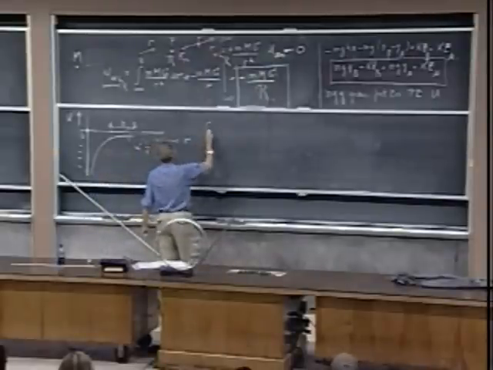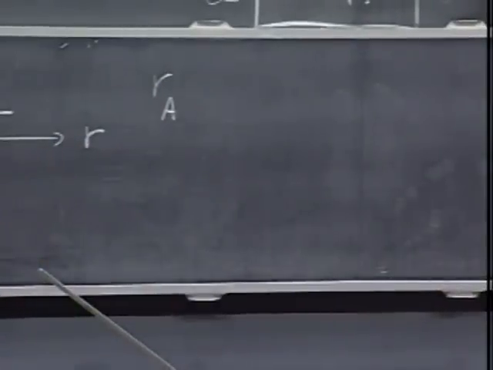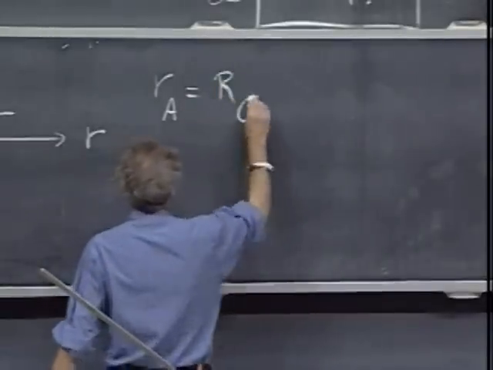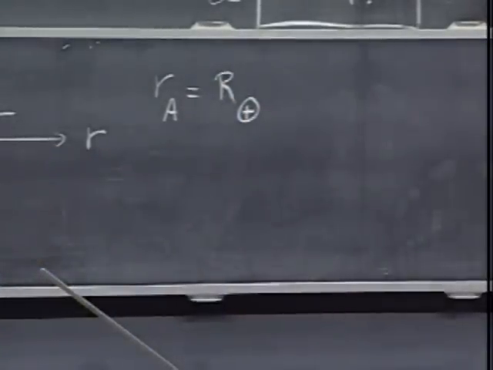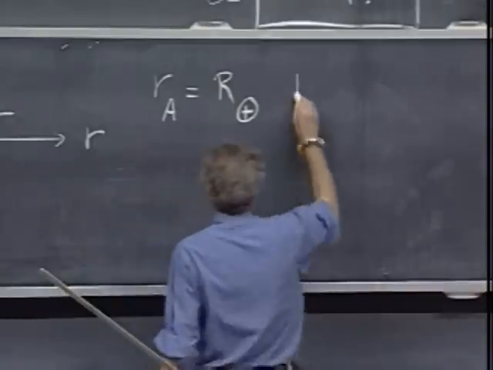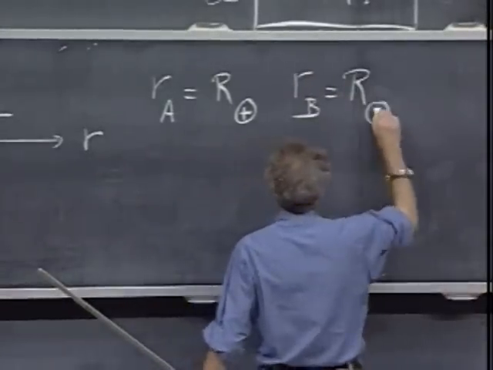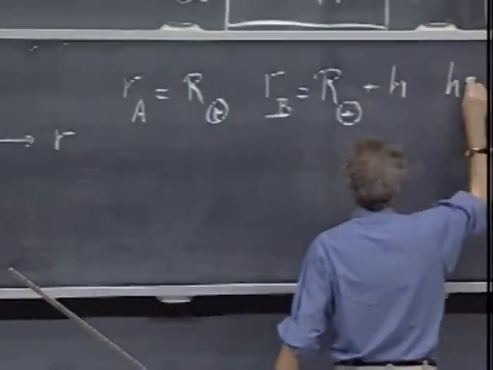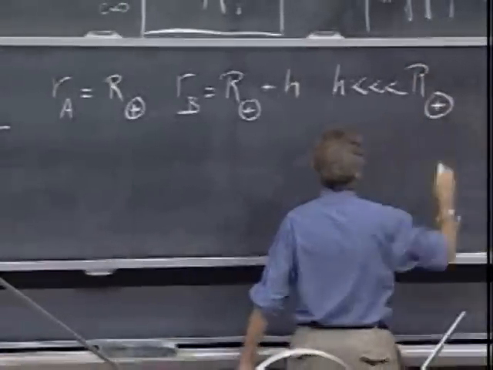Take a point A in space, which is at a distance r of A from the center of the Earth, say. I start at the surface of the Earth itself, so the radius is the radius of the Earth. And I go to point B, which is a little bit further away from the center of the Earth, only a distance h. And h is way, way, way smaller than the radius of the Earth.